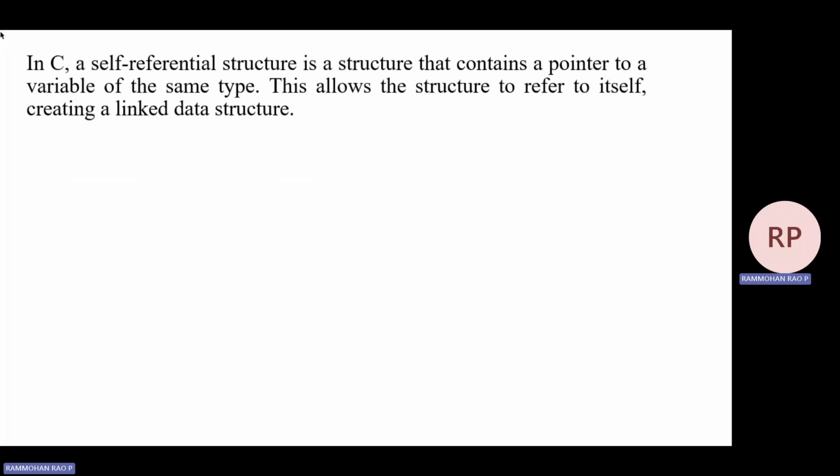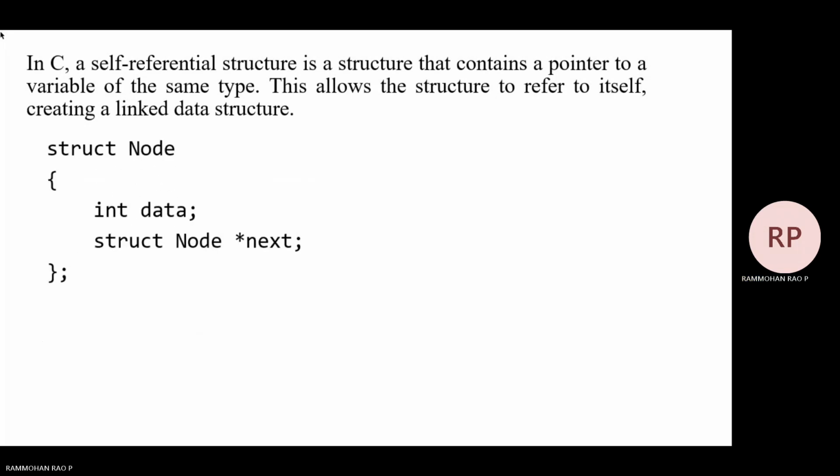Now, after nested structures, there is one more important topic called self-referential structures. In C language, a self-referential structure is a structure that contains a pointer to a variable of the same type. This allows the structure to refer to itself. Please see this one. Struct node, int data, struct node star next. Friends, this star next is a pointer of what type? Same structure type.